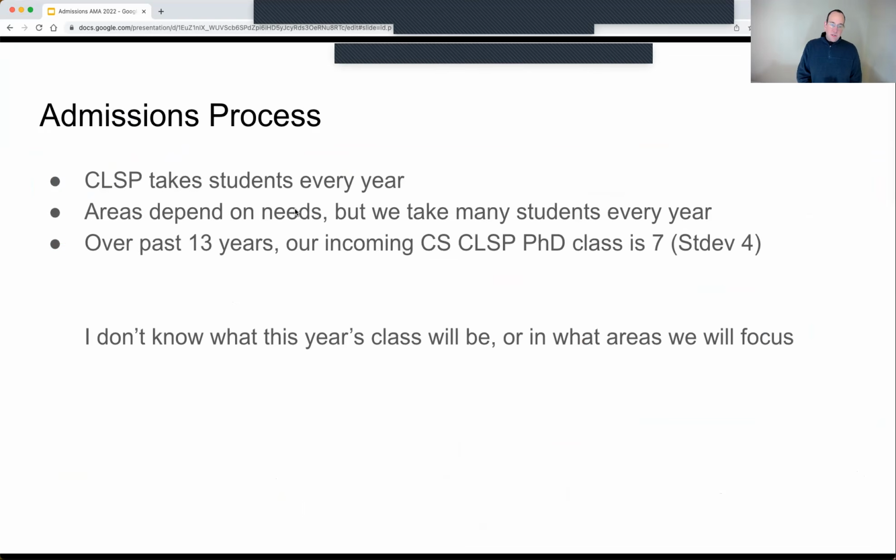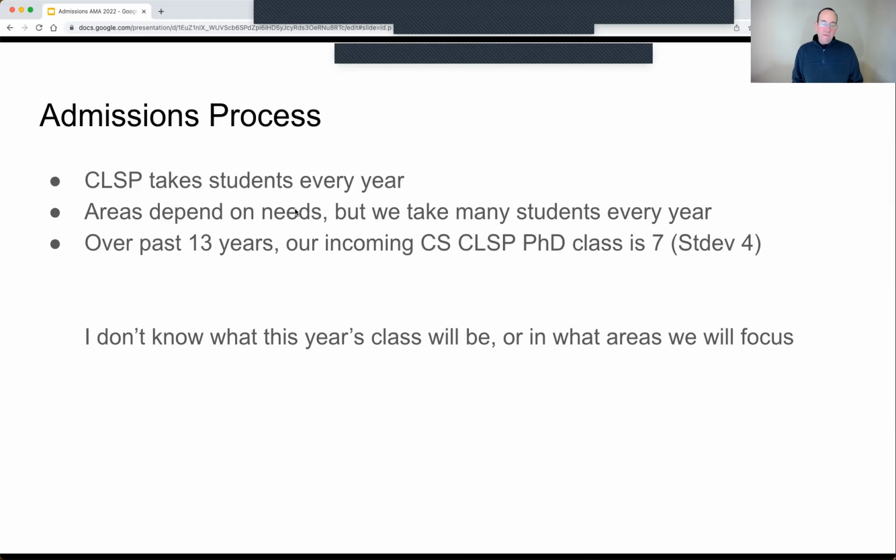So let me just say, CLSP takes students every year. I always get emails asking if we're going to take students this year, and I tell people you should always apply. We always take students. The areas that we take students in does vary by year. So within NLP, we always take students, whether we have students who will be accepted in machine translation or multilingual NLP or semantics, that varies year by year depending on need. I really have no idea what this year will be or what areas we're going to focus in.